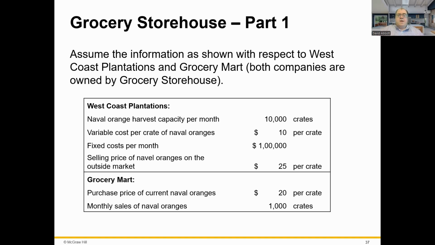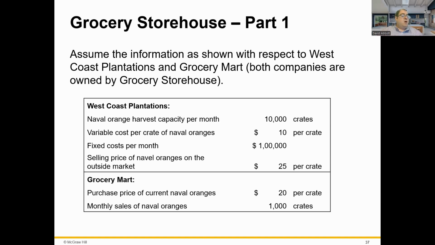The selling price that they want, if they were going to sell it to an outside organization, would be $25 a crate for the oranges. But then Grocery Mart wants to buy the oranges to sell in their stores. They are willing to purchase them for $20 a crate, and they would buy 1,000 crates of oranges. Okay, so we see that.